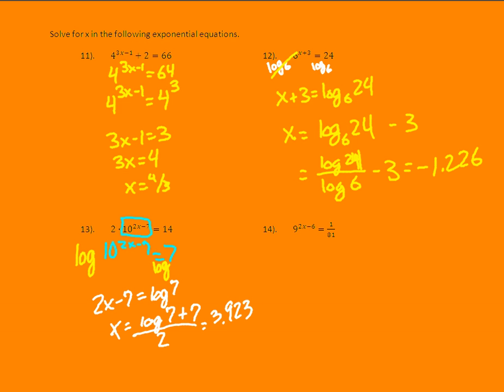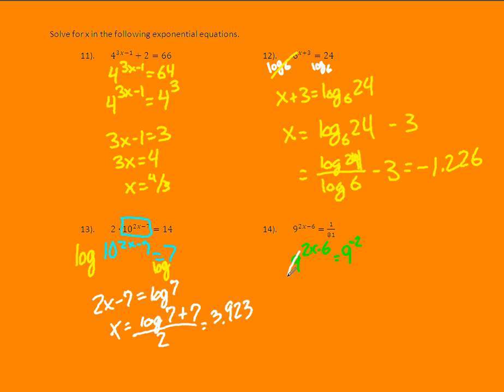Alright, in 14, is there a number that I can raise to a power and get 9, and one that I can raise to get 1 over 81? A lot of people will think there really is no such number. Well, there really is. The number is 9. 9 to the 2x minus 6 is the exact same. Now, 9 to what power would give me just a regular 81? Well, that would be 9 squared. However, because it's flipped over as a fraction, I make the exponent negative.